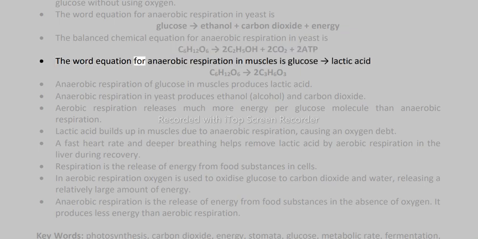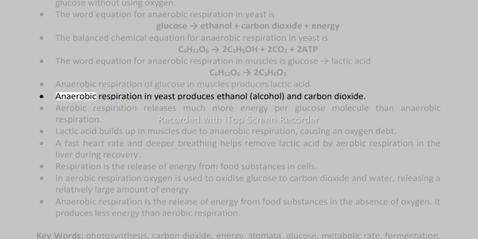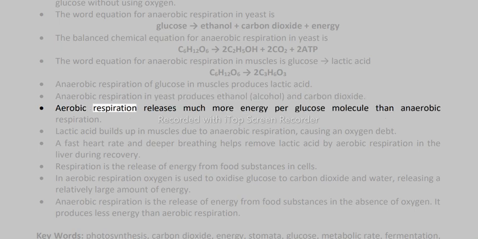The word equation for anaerobic respiration in muscles is glucose gives lactic acid. C6H12O6 gives 2C3H6O3. Anaerobic respiration of glucose in muscles produces lactic acid. Anaerobic respiration in yeast produces ethanol, alcohol, and carbon dioxide. Aerobic respiration releases much more energy per glucose molecule than anaerobic respiration.